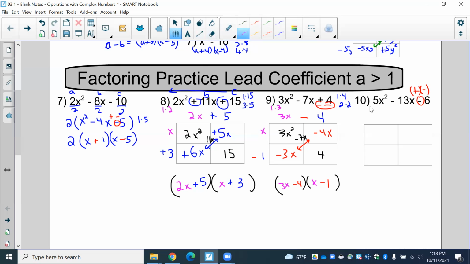I'll explain. So 5 is 1 times 5, which would be 5x and x. And 6 is 1 times 6 and 2 times 3. So why don't we start with 1 and 6? So we'll start with a 1 and we'll start with a 6. And we need to make it positive and negative.